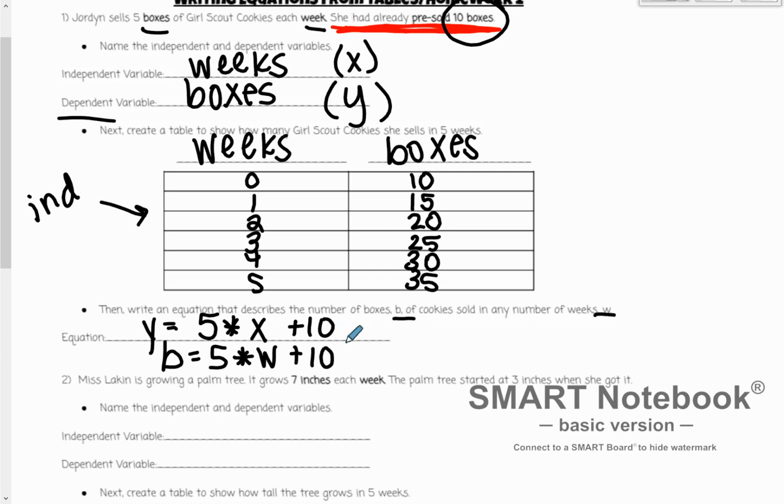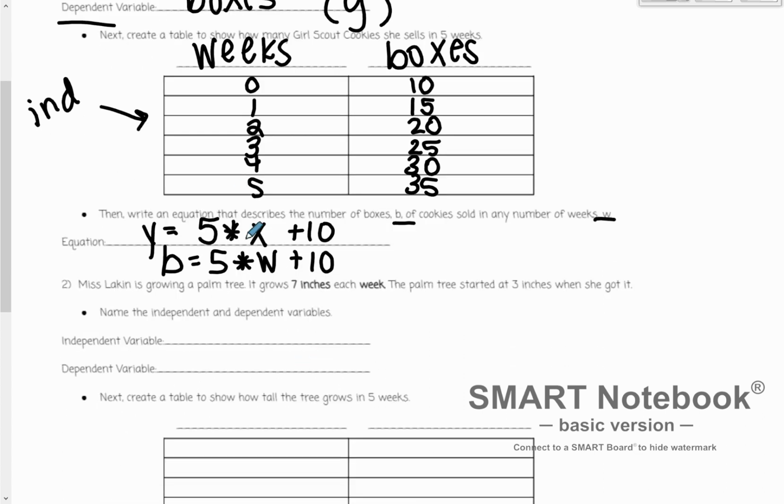Okay, so these would be the 2 equations that you would use. You only have to write one of them. Again, it's up to you whether you want to use X and Y or the letters. On a quiz or test, I would accept it either way.